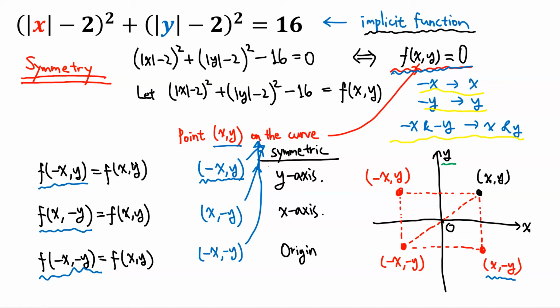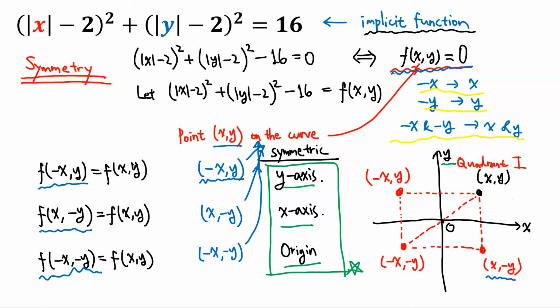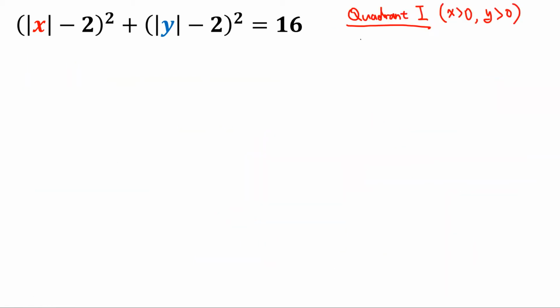So we have the following conclusion. The curve is symmetric with respect to the x-axis, the y-axis, and the origin. Therefore, we only need to investigate the curve in quadrant 1, where x is positive and y is positive, and then perform symmetric operations with respect to the y-axis, x-axis, and the origin to obtain the whole curve. So, in the first quadrant, the equation is (x minus 2) squared plus (y minus 2) squared equals 16, which is 4 squared. This is the circle with center (2, 2) and radius 4.